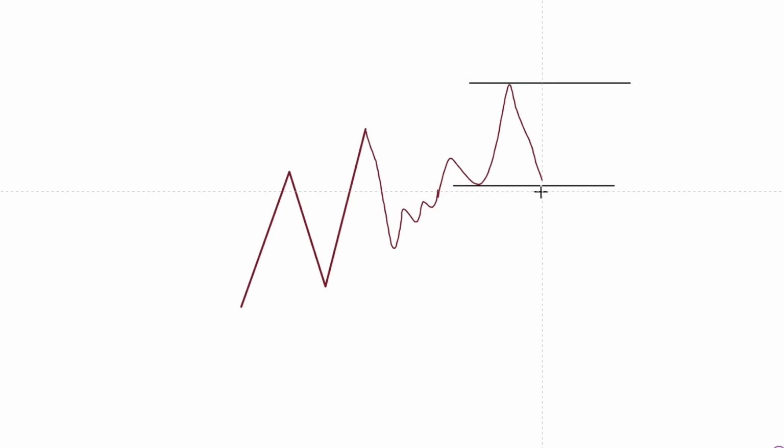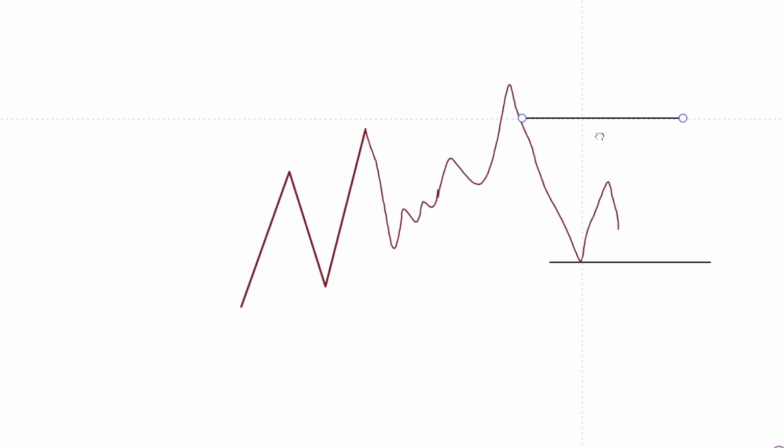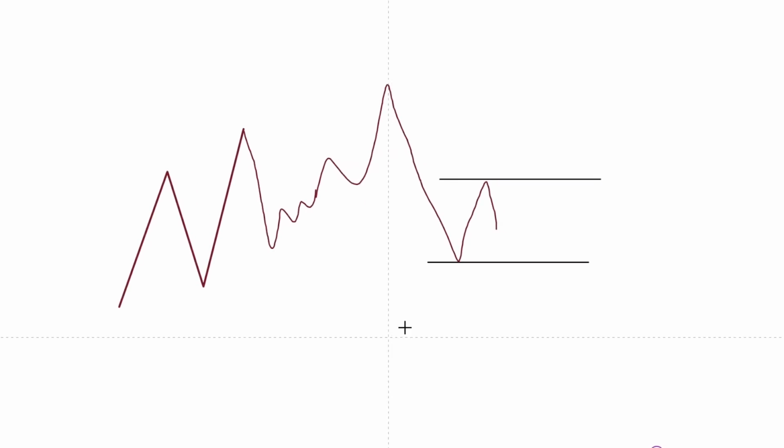Now let's say price breaks structure, revisits and drops back down. What is our range? This low and this high, and price is operating within this range. So this is something very important to understand before we proceed.